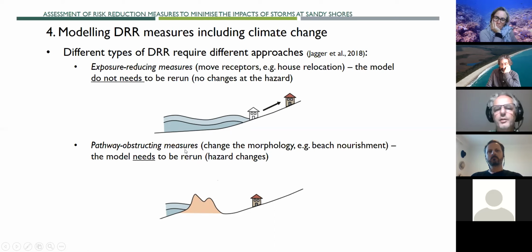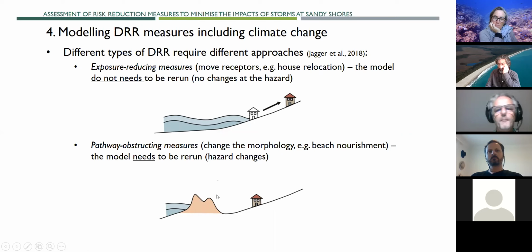The pathway obstructing measure is, for instance, a beach nourishment. And there we have a change in the morphology. In these cases, we need to rerun the model because we changed the morphology. And because we changed the morphology, our hazard is going to change, not, in this case, the receptor. The receptor will be in the same place, but the hazard will not be exactly the same as it was before.